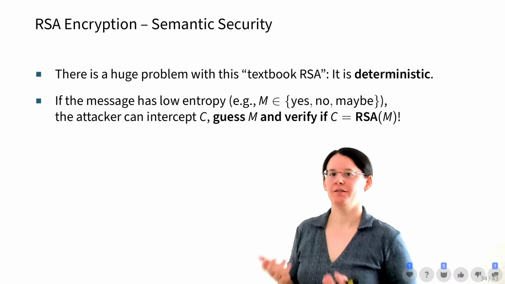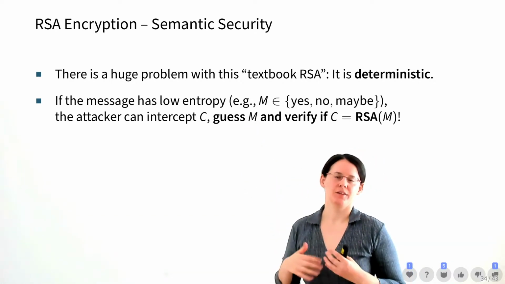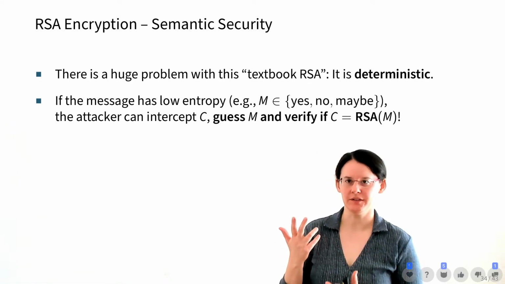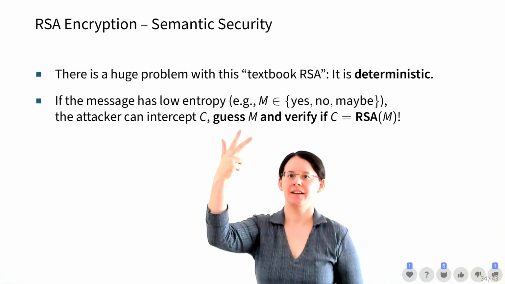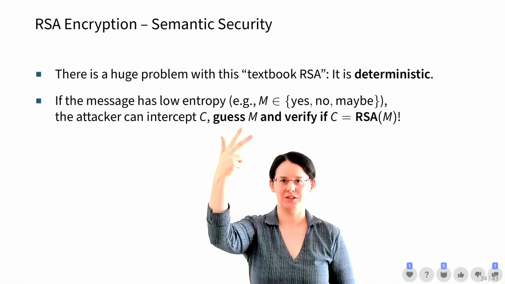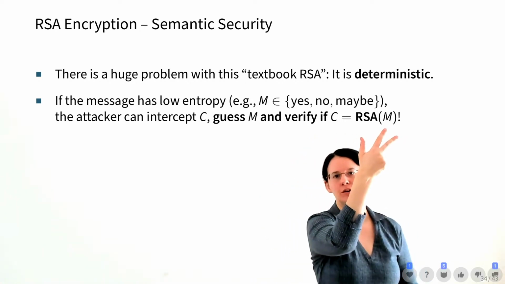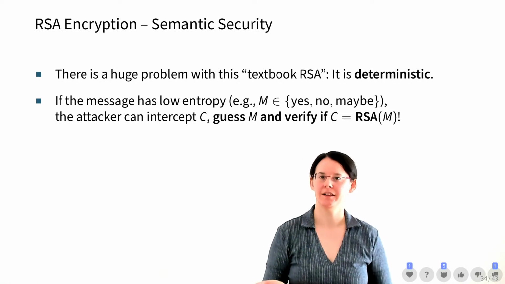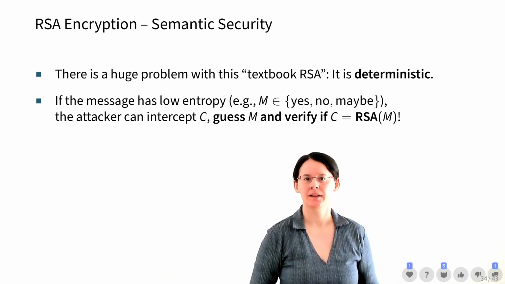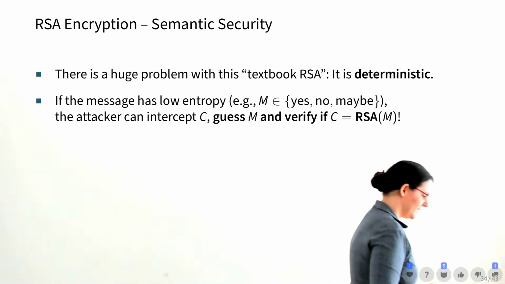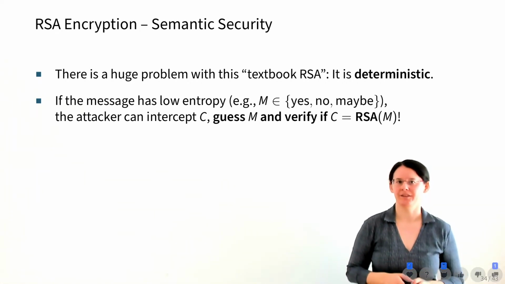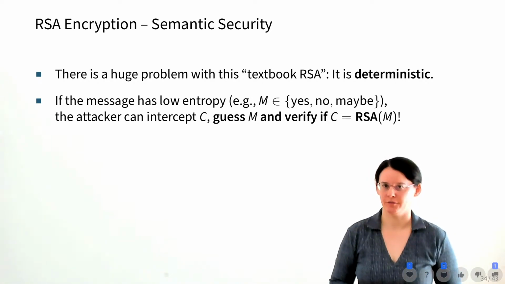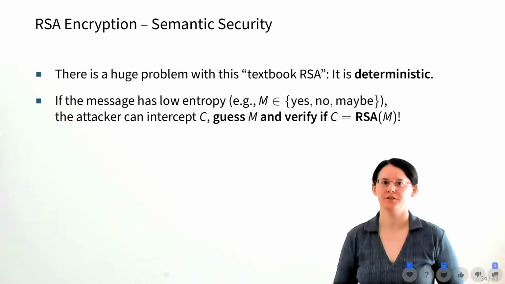For example, if the attacker knows that the message that is sent is either yes or no or maybe, or some other small set of options, what they can do is they can simply try all of the possible messages and verify whether the encryption of these candidate messages gives the right ciphertext. And if it does, then it was actually the message. So here the attacker has this extra power of doing the encryption. For this reason, we absolutely need to make it randomized. So it's much more crucial here than in the symmetric case.